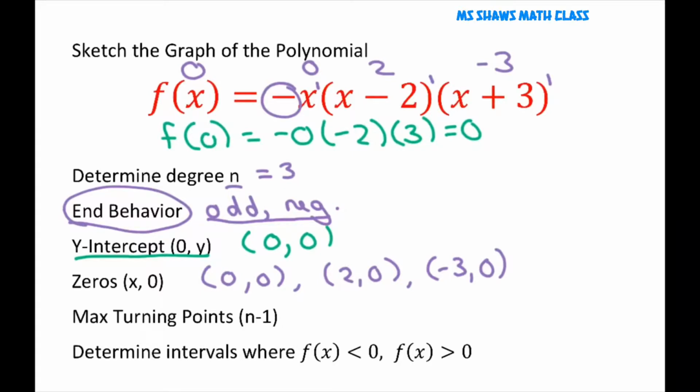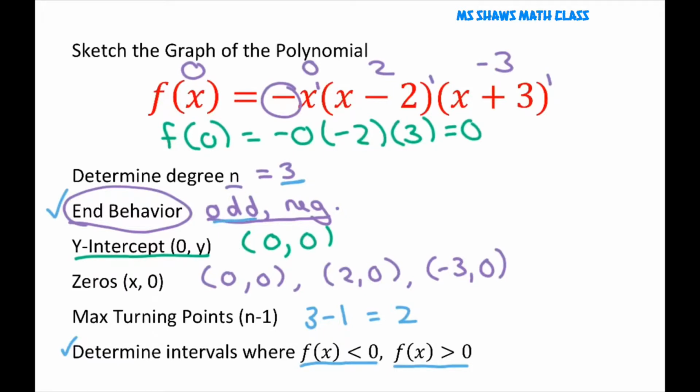Maximum turning points is where you look at your n here. So 3 minus 1, that's 2 turning points at the most. And this one we're going to determine where the graph is negative and where the graph of f of x is positive. So let's go back to end behavior now.